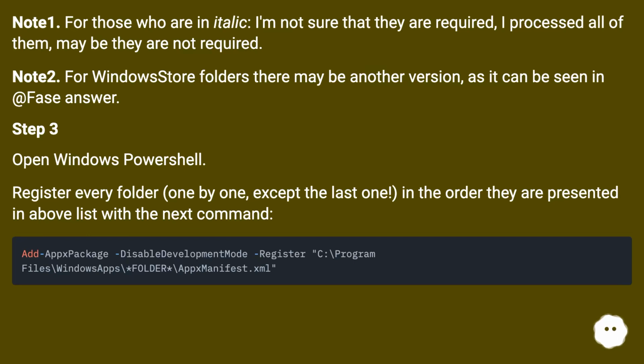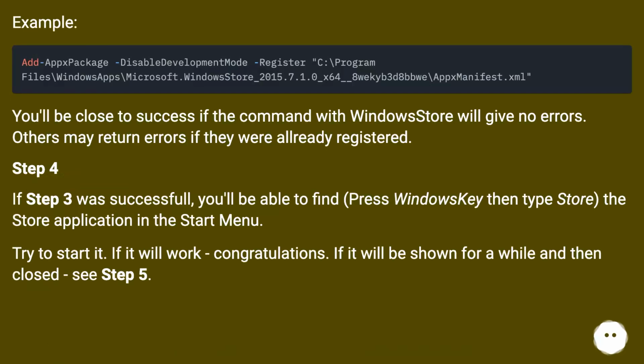Step 3. Open Windows PowerShell. Register every folder, one by one, except the last one, in the order they are presented in the above list with the next command. Example. You'll be close to success if the command with Windows Store gives no errors. Others may return errors if they were already registered.